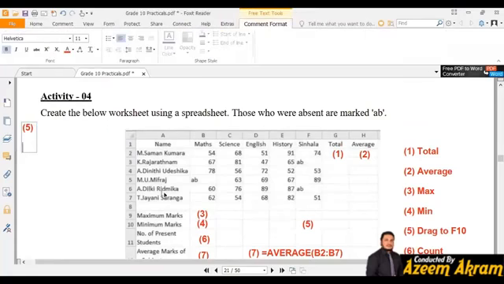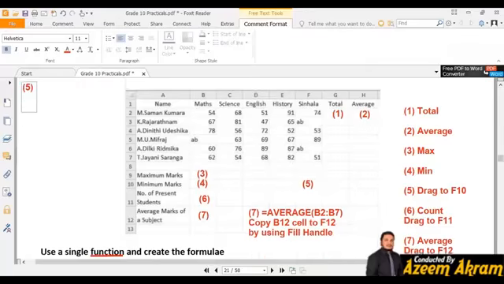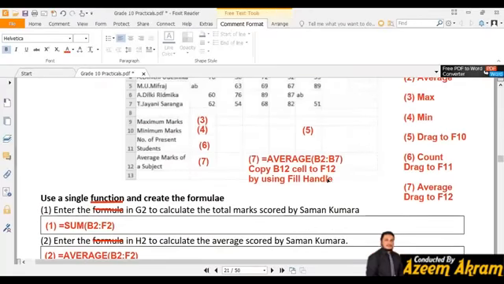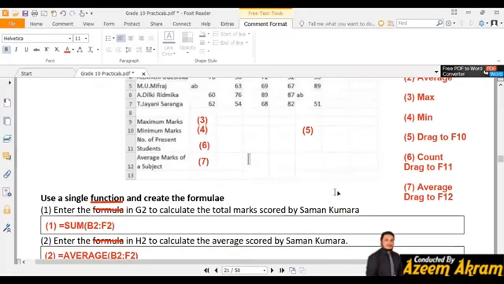Next, the sixth one is count. Enter the function in B11 to find out the number of students presented for each subject. Because it asks for each subject, we drag it. The last one also has to be dragged.